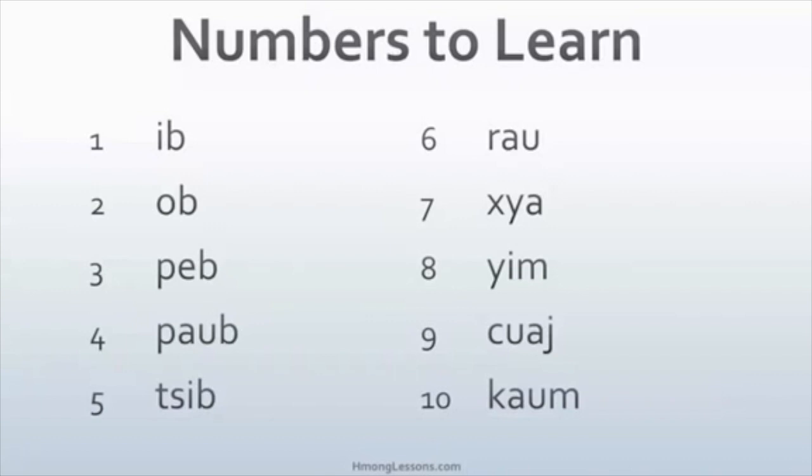1 is E. 2 is A. 3 is Be. 4 is blau. 5 is g. Sorry, 6 is zhao. 7 is xia. 8 is yi. 9, 坐. And 10 is 告.